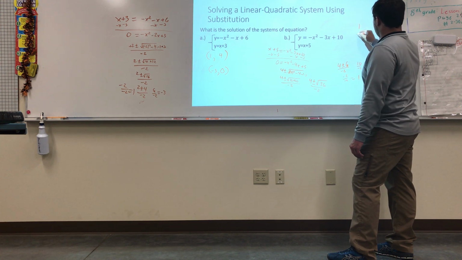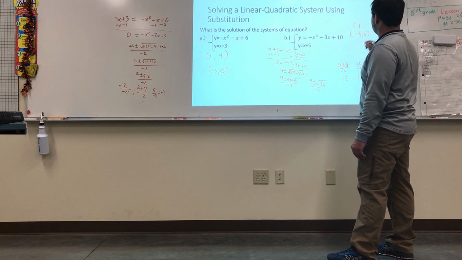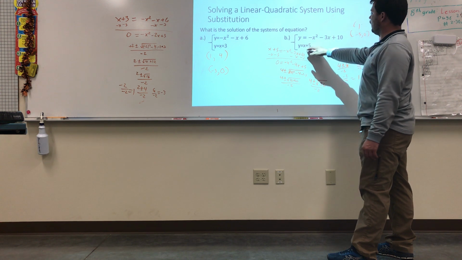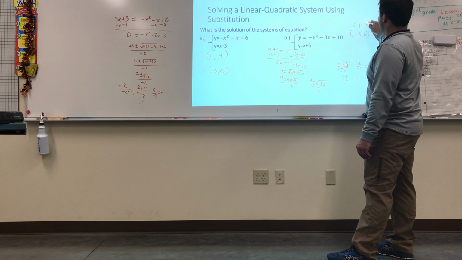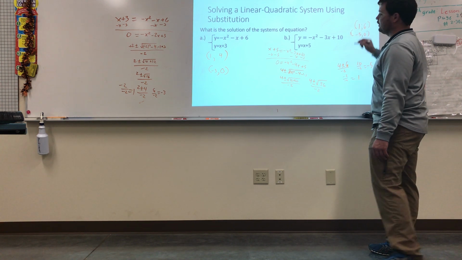So I have 1 and negative 5 as my x values. Plug that into this. We are going to get this one to be 0. We plug in 1 here. 1 plus 5 is going to give me 6. There is my 2 points that will work.